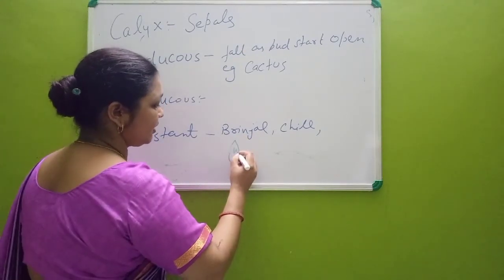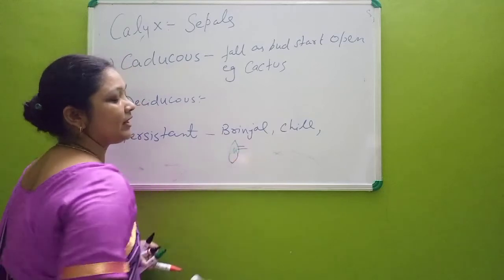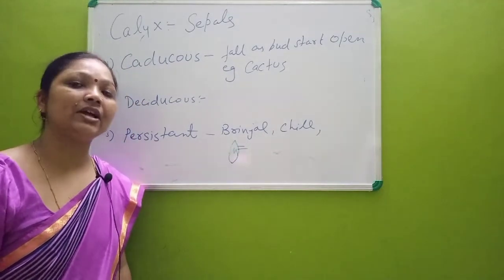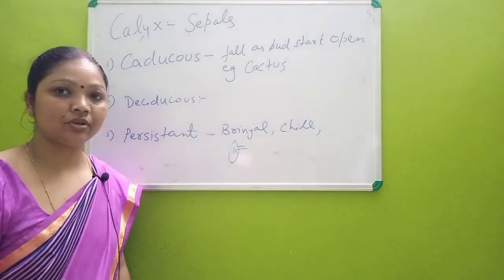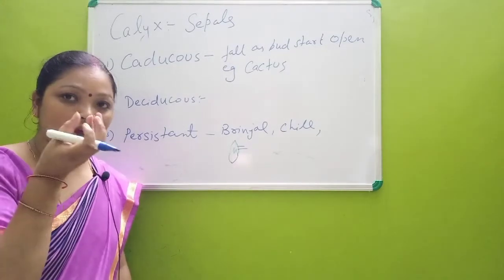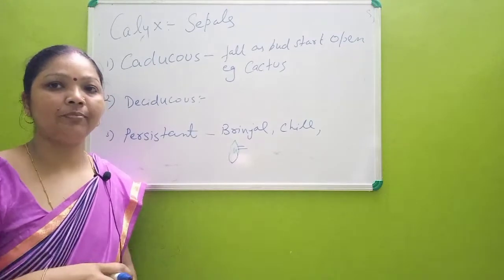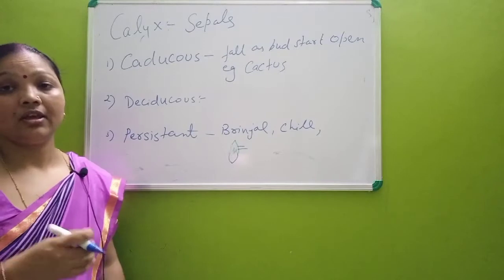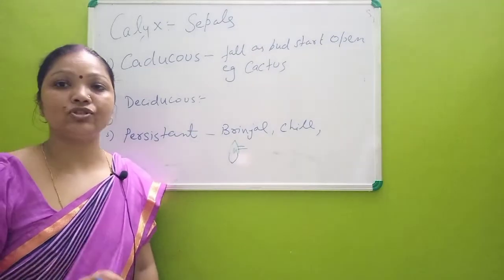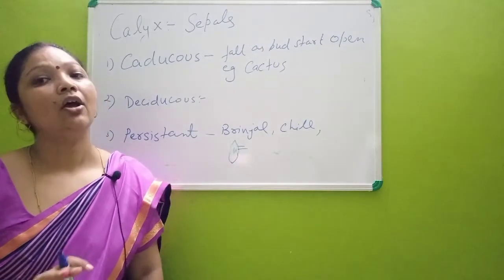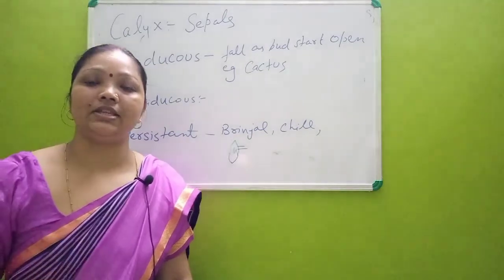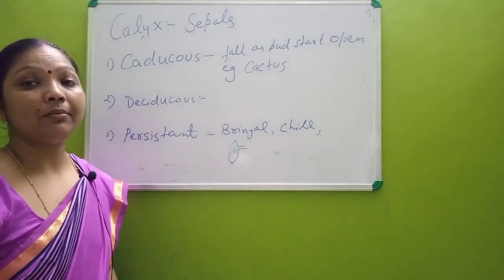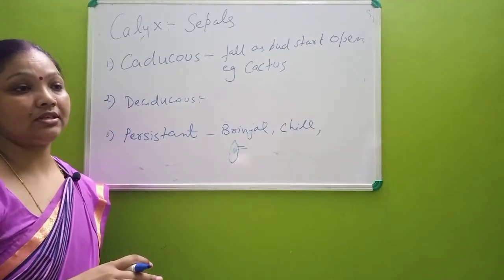In brinjal there is a green colored structure which is attached to it. It is nothing but the sepal which remains attached after the formation of fruit. In tomato also you see a green colored structure present at the top. That is nothing but the sepal that remains attached. That is the persistent sepal that remains attached to the fruit also. They don't fall off after fertilization. So these are the three types of calyx found on the basis of persistence.